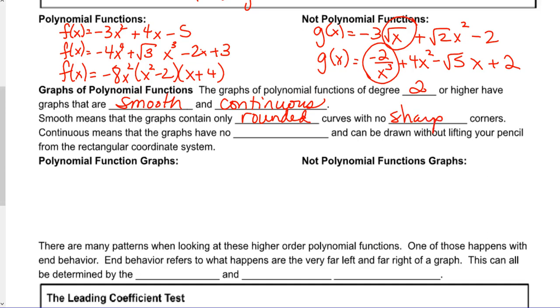Okay? Sometimes we refer to those in calculus as pointy points. Okay? So no pointy points. Continuous means that the graphs have no breaks in the graph and can be drawn without lifting your pencil from the rectangular coordinate system, basically, okay?